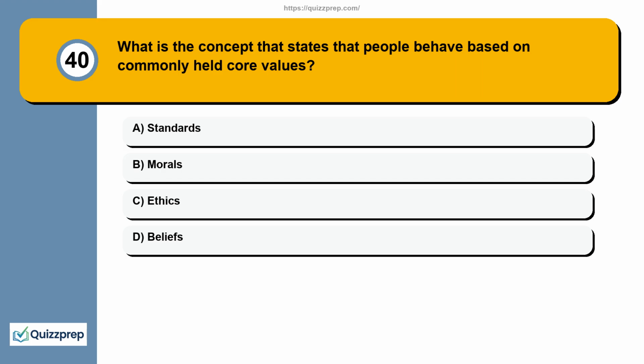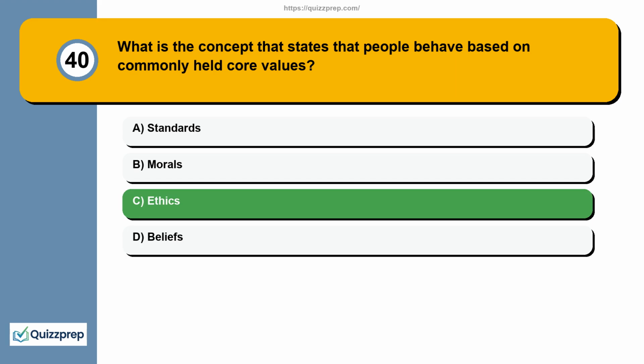What is the concept that states that people behave based on commonly held core values? Option A, standards. Option B, morals. Option C, ethics. Option D, beliefs. The correct answer is option C, ethics.